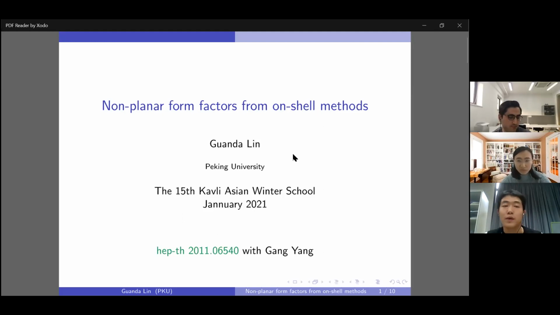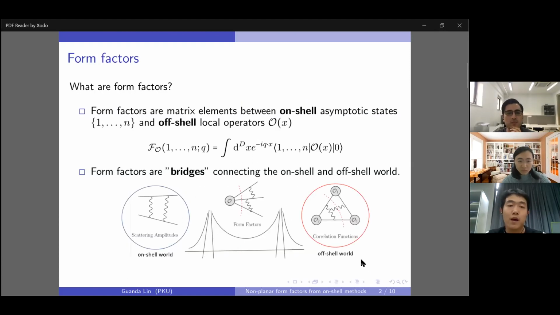Hello, everyone. I'm Guanda Lin from Peking University, and today I'm going to talk about some of our recent work on non-planar form factors from on-shell methods. You can see the following paper for more details. So what are form factors? Form factors are matrix elements between on-shell asymptotic states and off-shell local operators, which can be expressed in the following formula. Since they contain both on-shell quantities and off-shell quantities, they are useful bridges connecting the on-shell world and the off-shell world.